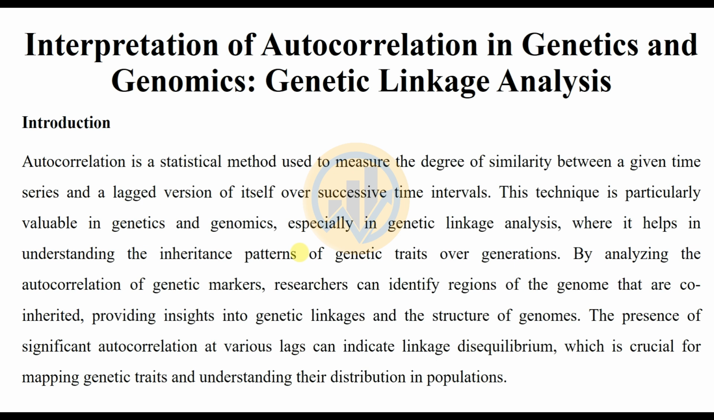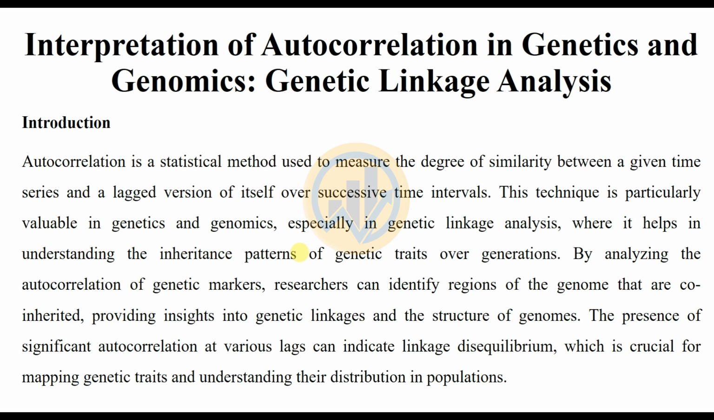So, the introduction to autocorrelation. Autocorrelation is a statistical method used to determine the degree of similarity between a given time series and a lagged version of itself over successive time intervals. This technique is particularly valuable in genetics and genomics, especially in genetic linkage analysis, where it helps in understanding the inheritance patterns of genetic traits over the generations.